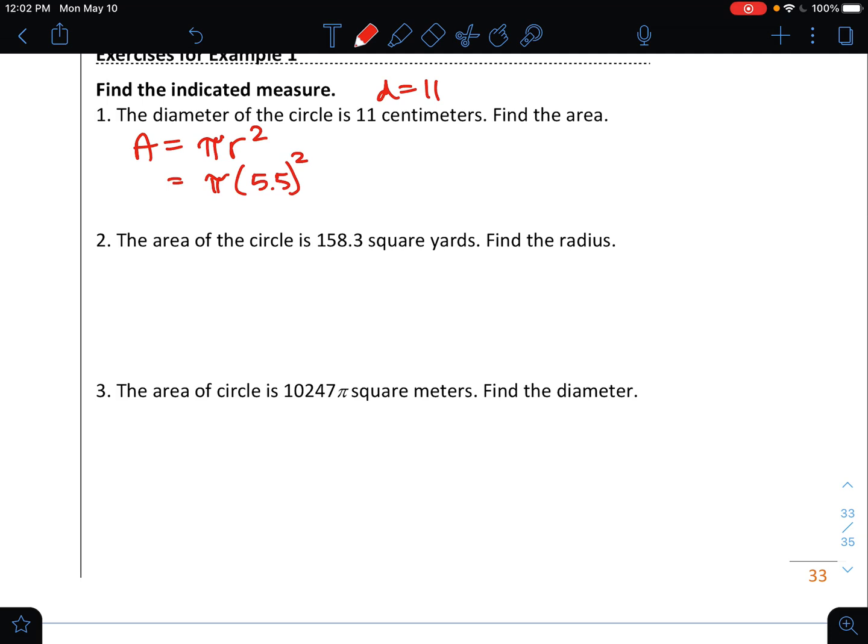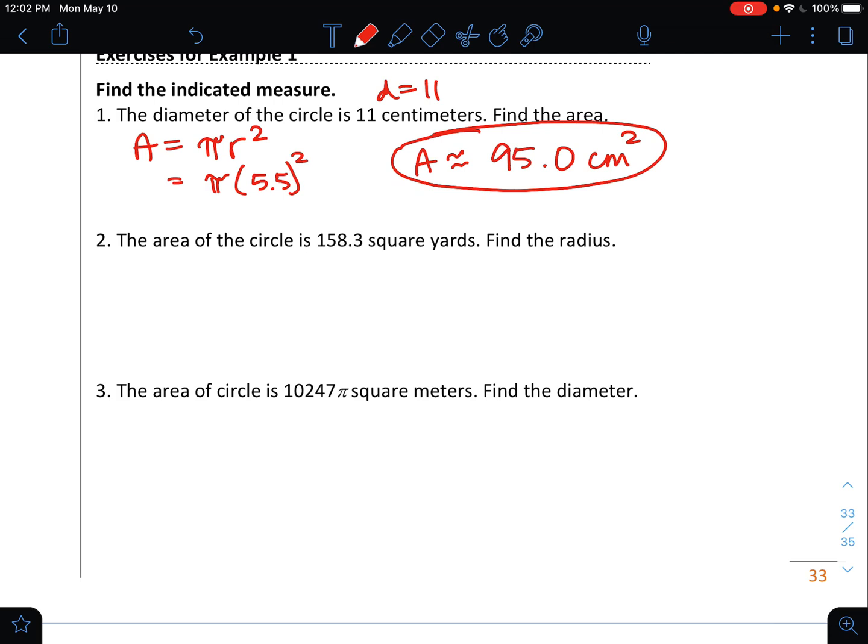So let's round to the nearest tenth here. So I'm going to take 5.5 and square it, multiply by pi. And so my area ends up being, well, it'll be 95.0 if I'm rounding to the nearest tenth, centimeters squared. So it's 95.03, but we'll just leave it at 95.0.